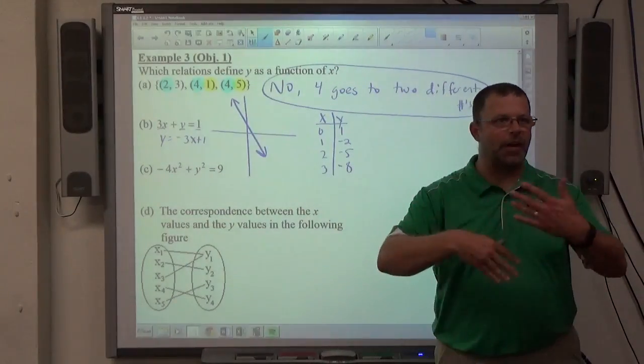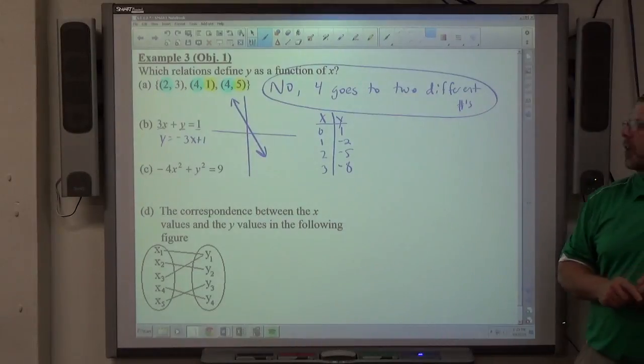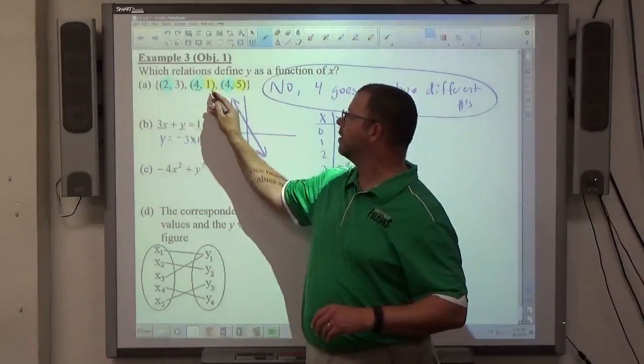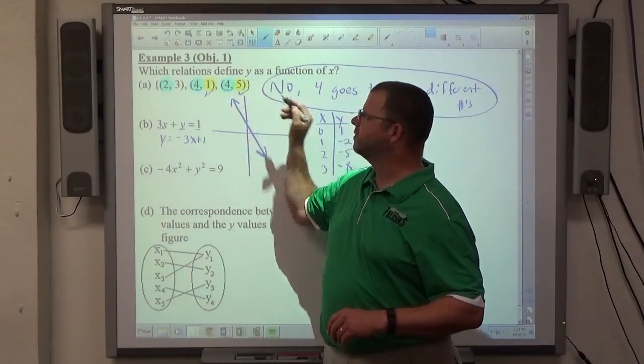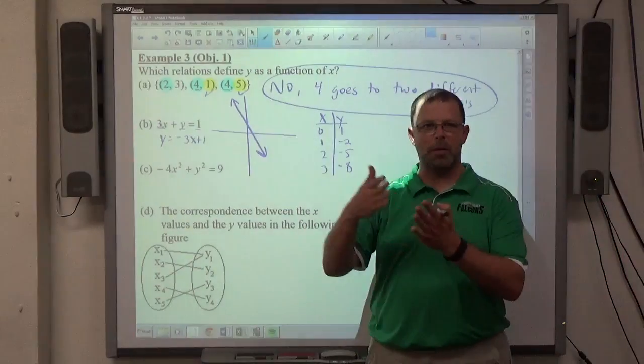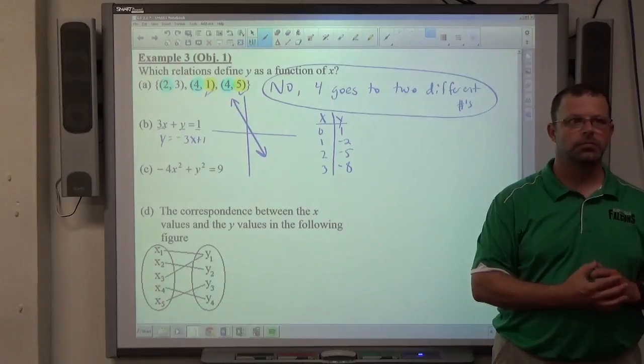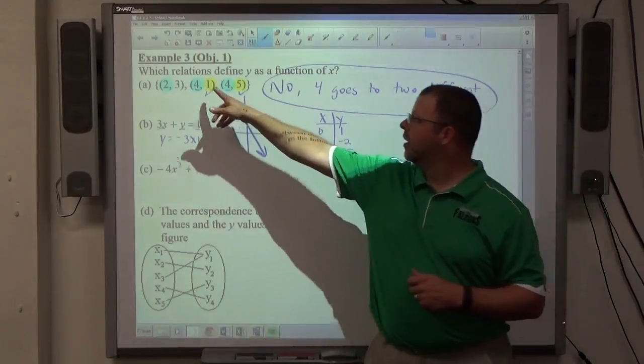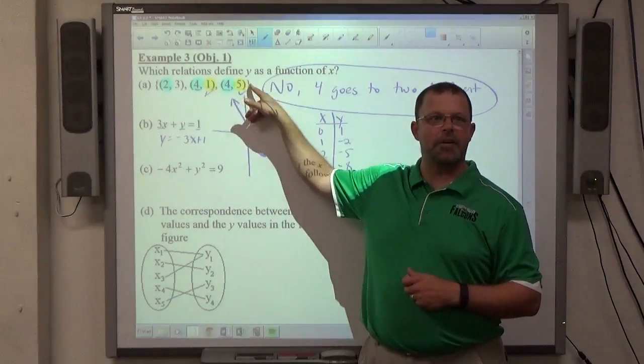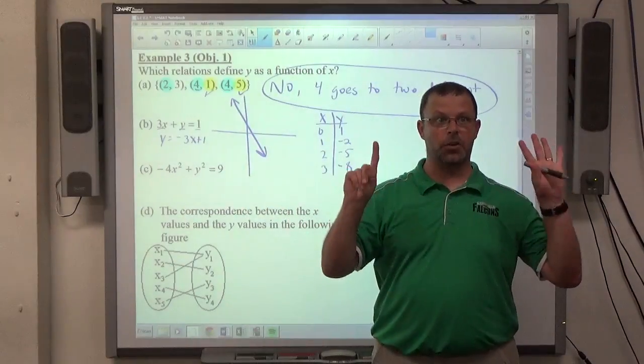All right, consider evaluating each of those. Is there some time when I'm going to put a number in like 4 and get 2 results out? Is there some number out there that I'm going to multiply by negative 3, then add 1, and end up getting 2 different answers? Because that's what happened here. They put in 4, got 1, they put in 4, got 5. They put in 4 and got 1 and 5, 2 different answers.